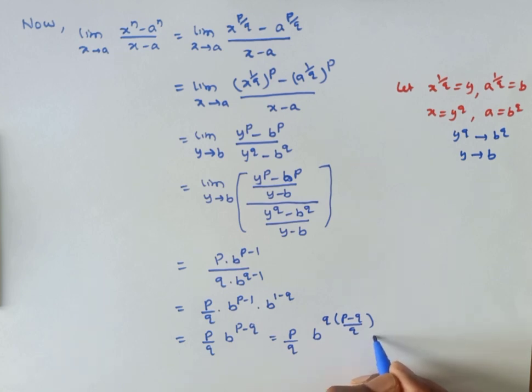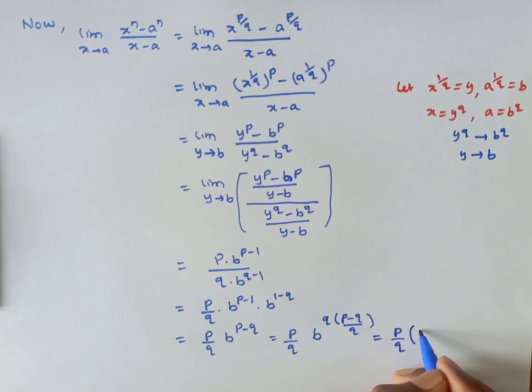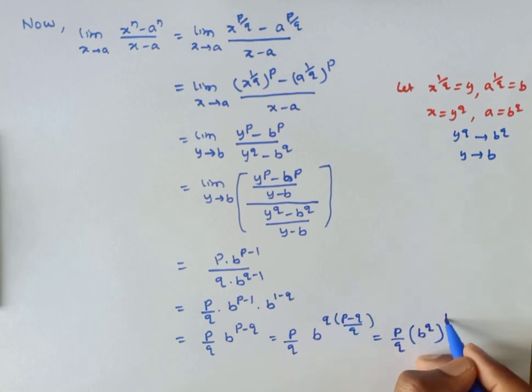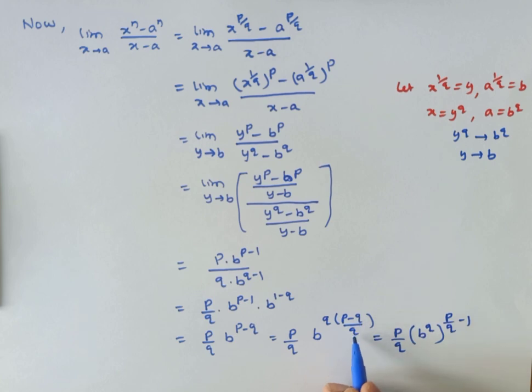Then finally this is p by q into a b to the power of q whole to the power of p by q minus 1, right? p by q minus q by q is minus 1. Now see, already we know p by q is nothing but n, right?